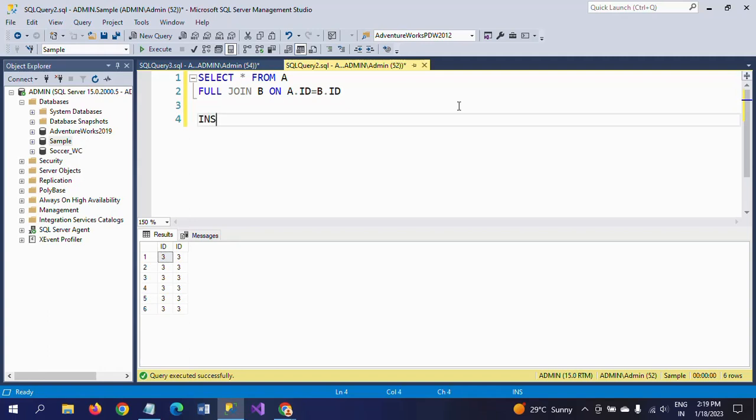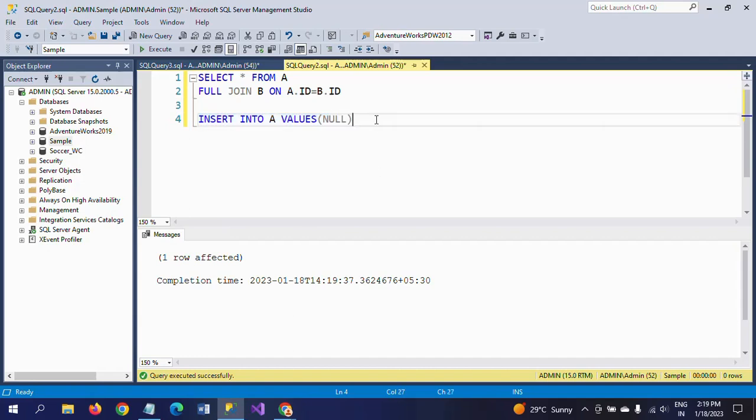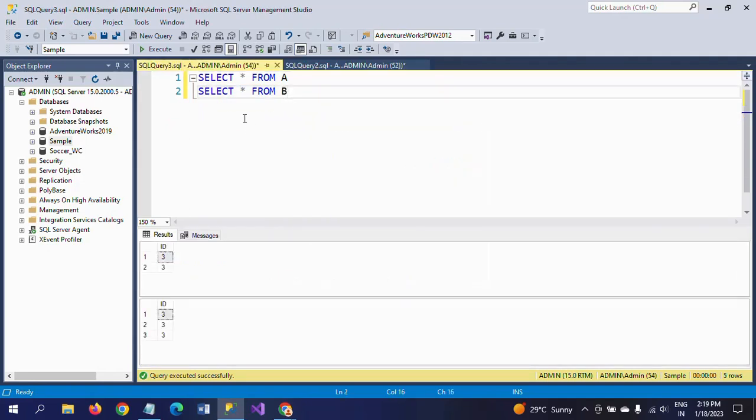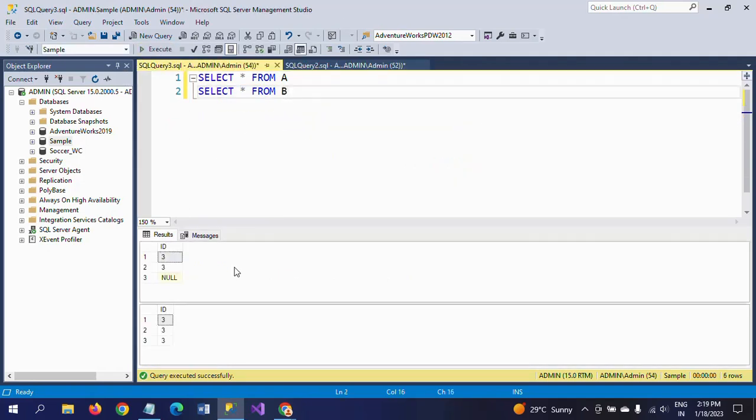Now I am doing some manipulation here. I am inserting one data row into A values. In A column I'm inserting one more row with a null value. Now it is one row affected. If you see, A has 3 rows, B also has 3 rows.